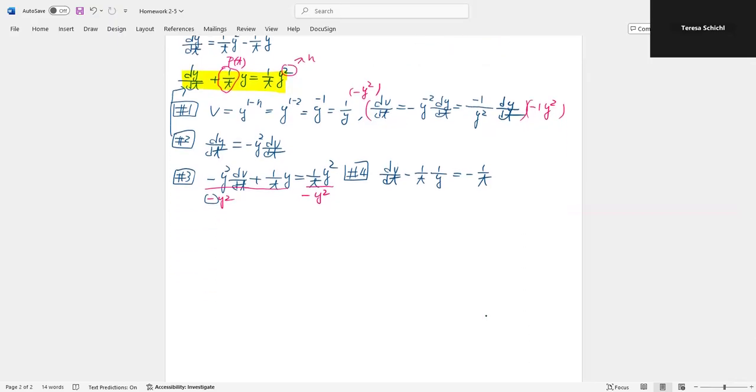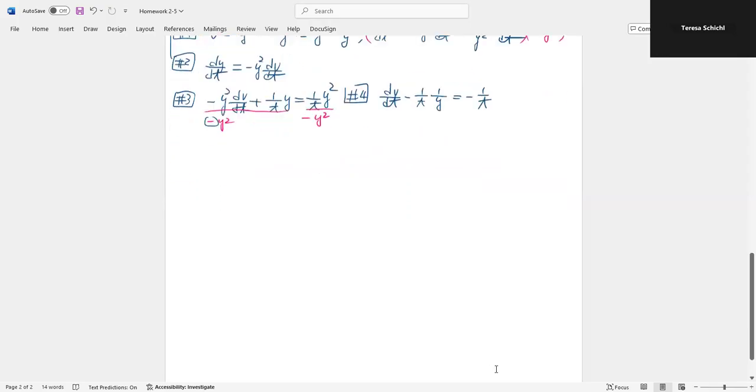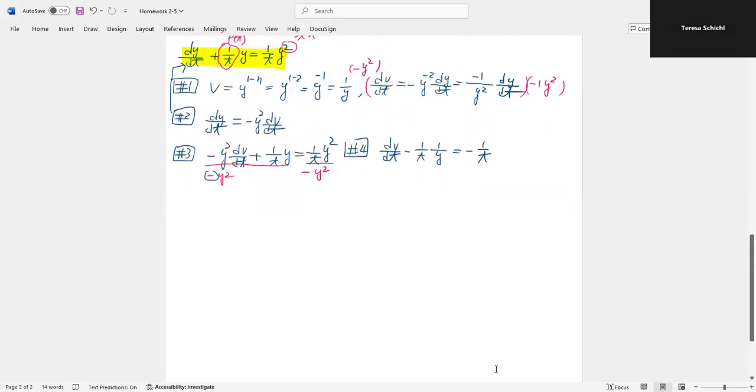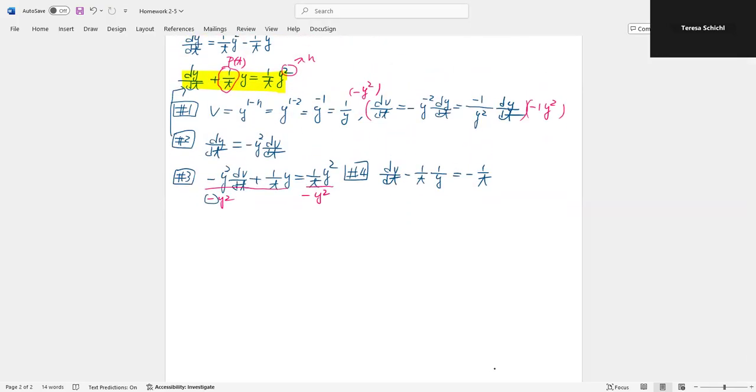And then step number 5. What is step number 5? Step number 5 is to try to find the integrating factor.